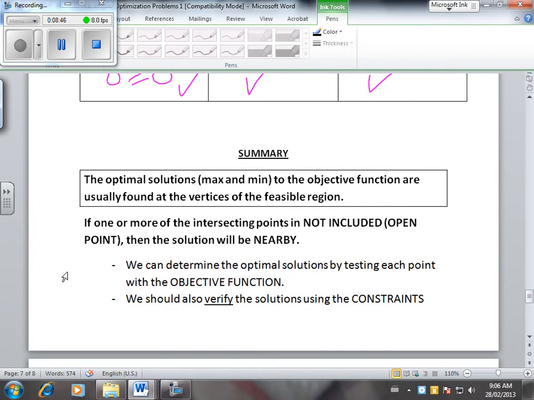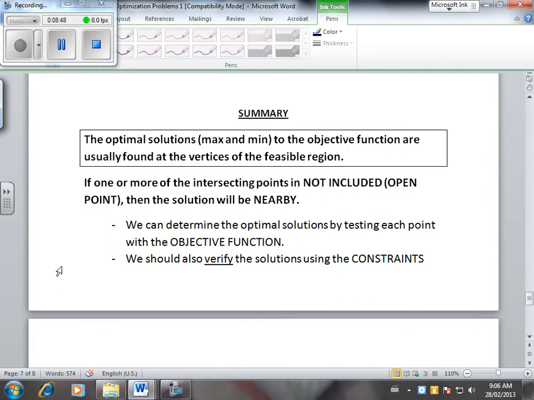So in summary, the optimal solutions, so that would be the maximum and the minimum, because to optimize, you either want to maximize or minimize a value, to the objective function. And remember, this is our equation, okay, not an inequality, an equation. So like the revenue or the cost are usually found at the vertices of the feasible region. Okay, so if you had a triangle like this, here's your vertices.